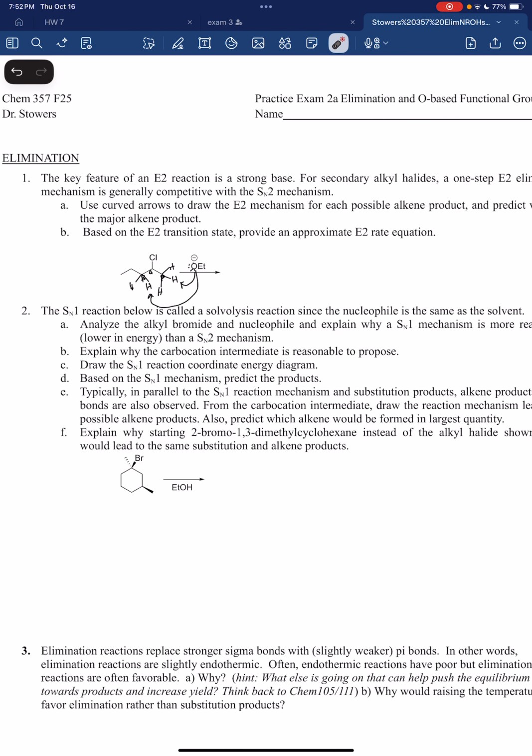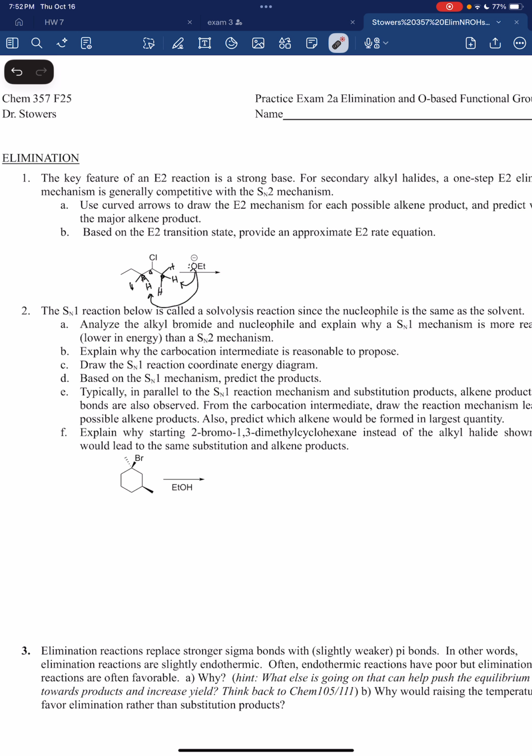Draw the SN1 reaction coordinate energy diagram. This was last test type stuff. Wait a second. Am I on the right recitation sheet? Oh yeah, I am. That's weird. Yeah, so you guys know how to do that.